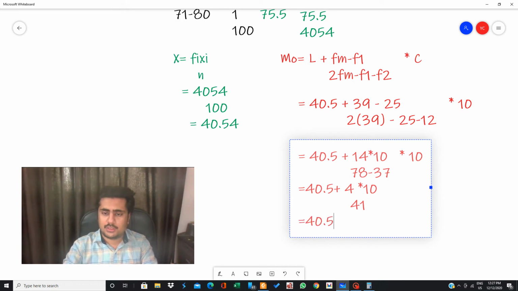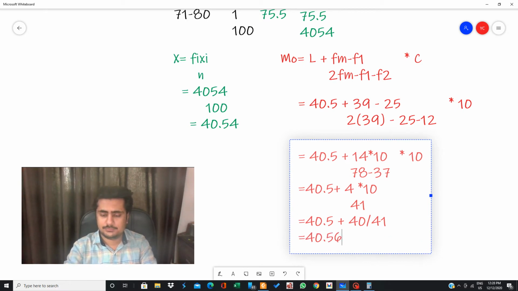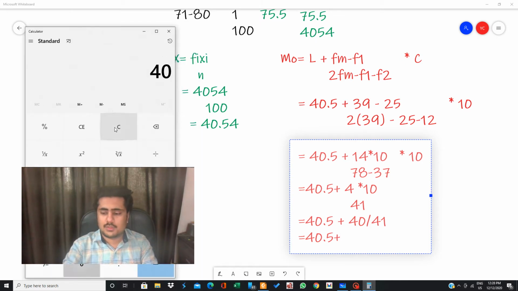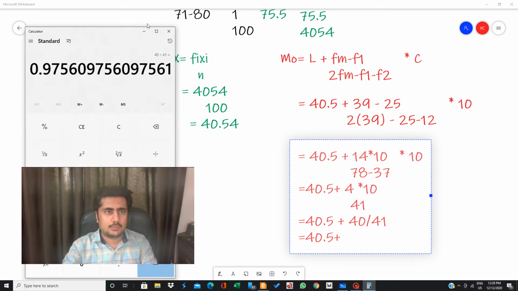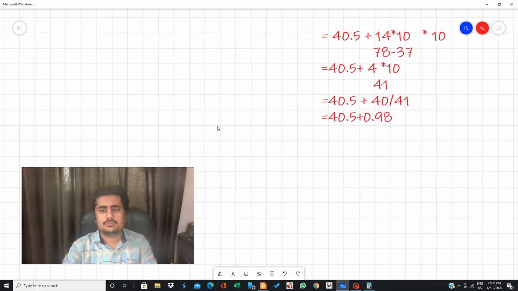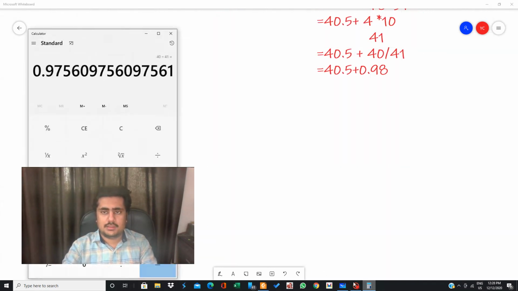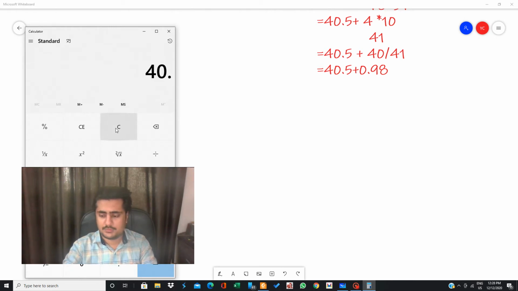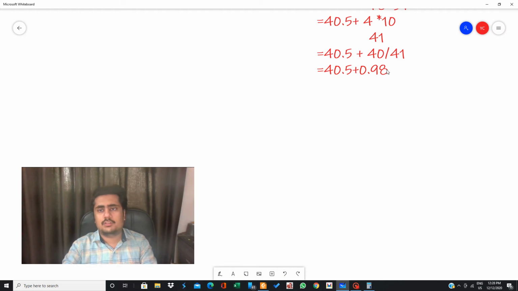So this is 40.5 plus 40 divided by 41. What is 40 divided by 41? It's 0.98. So my answer will be 41.